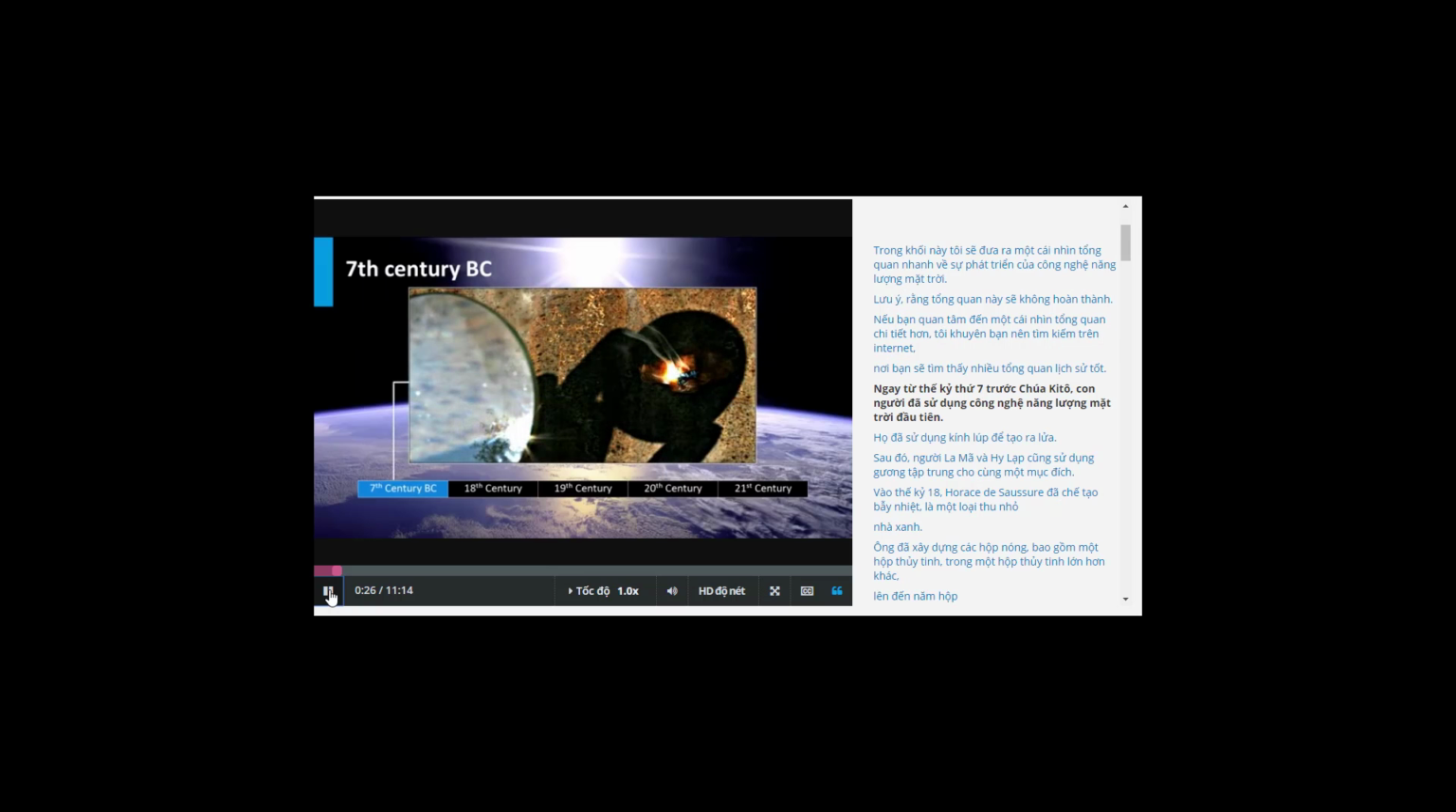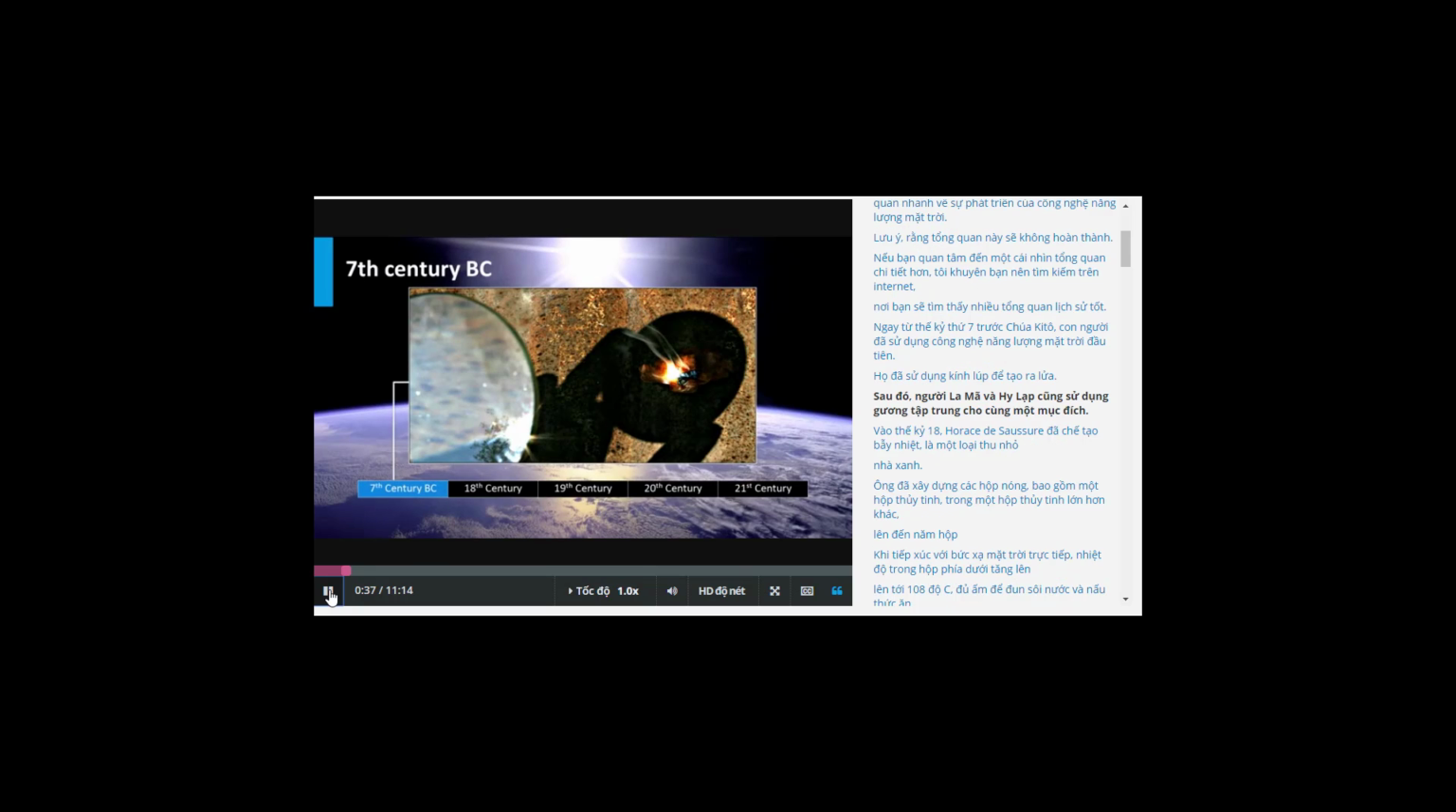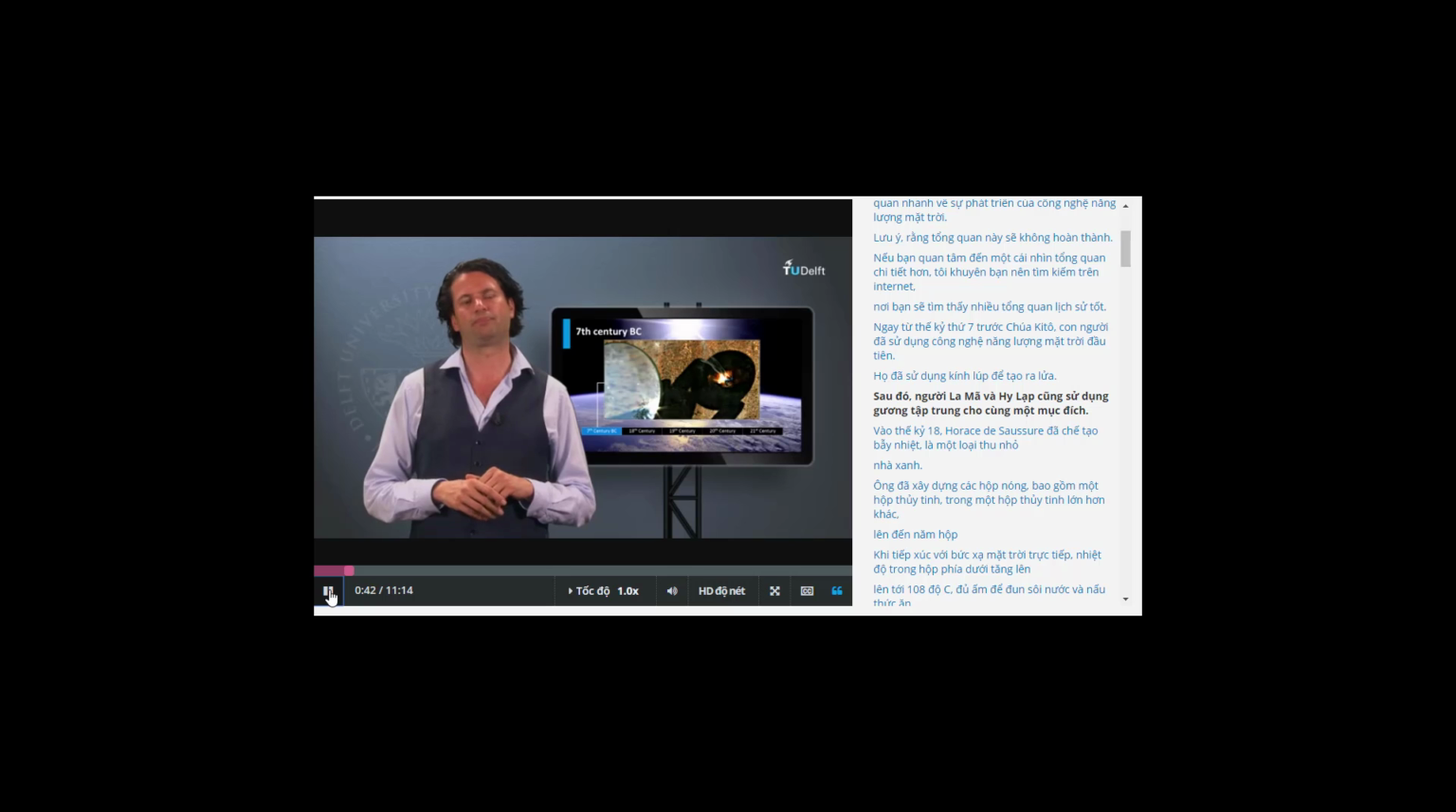As early as the 7th century before Christ, humans have used the first solar technology. They used magnifying glasses to make fire. Later, the Romans and Greeks used concentrating mirrors for the same purpose as well.